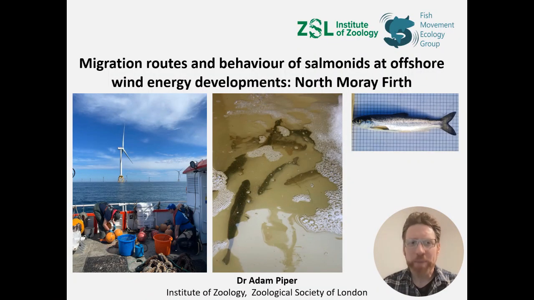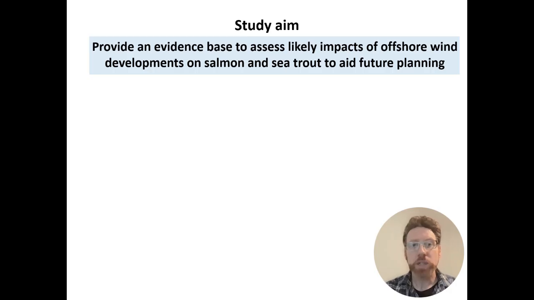Hello, my name's Adam Piper from the Institute of Zoology, and I'm going to talk to you about some studies we've been doing for the last 2 years to look at the behaviour and migration routes of salmonids around wind energy development sites in the North Moray Firth. So the overall study aim is to provide an evidence base to assess likely impacts of offshore wind development on salmon and sea trout to aid future planning.